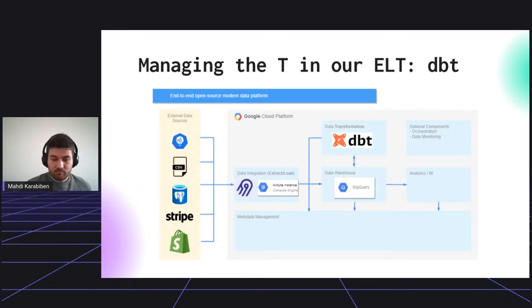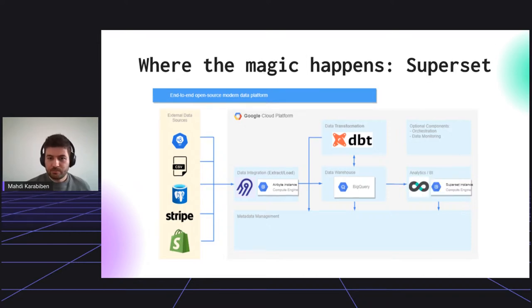And so with DBT, you can have a transformation. You can basically do everything you actually would want to do on your data warehouse in a very efficient manner, in a versioned manner, and use a lot of functionalities like snapshot, macros, and other functionalities that DBT offers.